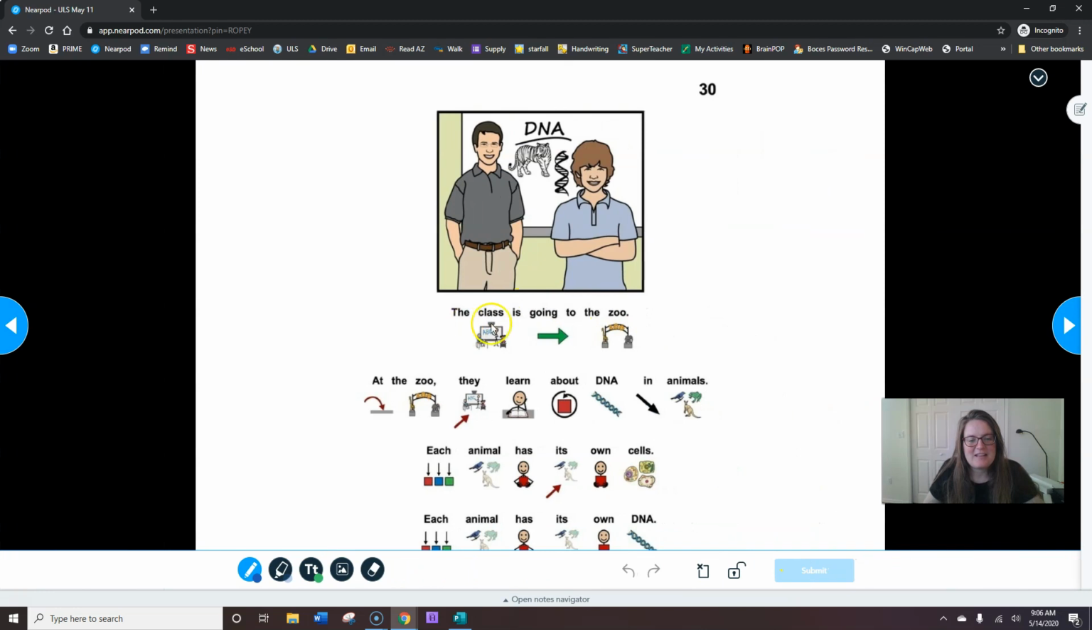Okay, the class is going to the zoo. At the zoo, they learn about DNA in animals. Each animal has its own cells. Each animal has its own DNA. So we read a lot about DNA in people. But now we're also reading about DNA in animals. So people, animals, and plants all have DNA.